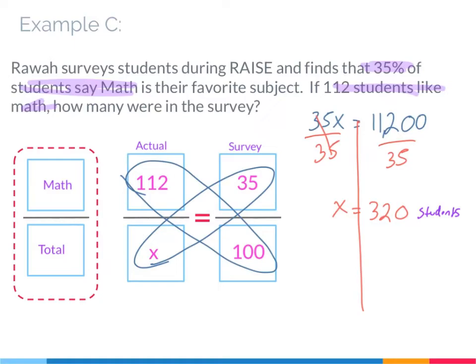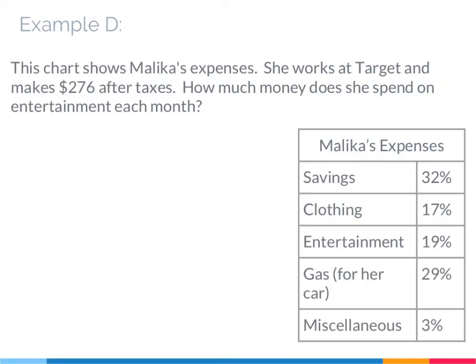Now let's take a look at a table in example D. Example D says this chart shows Malika's expenses. She works at Target and makes $276 after taxes. How much money does she spend on entertainment each month? So down here in our table, we've got Malika's expenses. It says 32% for savings, 17% for clothing, 19% for entertainment, 29% for gas for her car, and 3% for miscellaneous items, things like Taco Bell that she might be going out to eat.